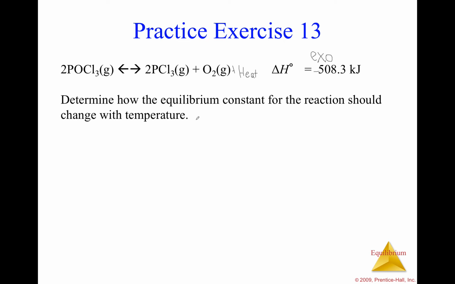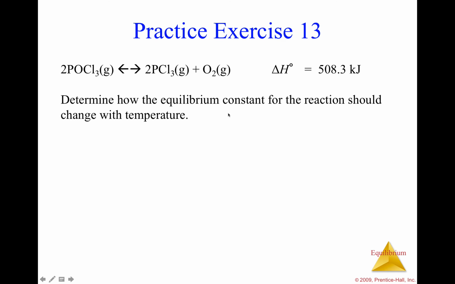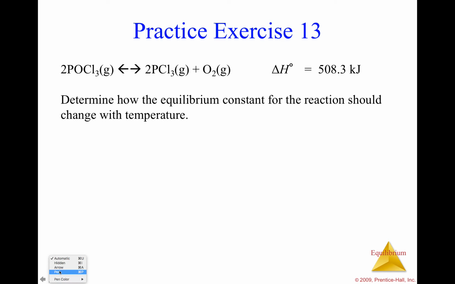So determine how the equilibrium constant for the reaction should change with temperature. Oh, my notes went away. That's annoying. So one more time. Exothermic, negative. That means heat is a product. I want you to pause the video and think about this. Again, the question is asking, how will the equilibrium constant, which is our capital K, change with temperature? Remember, K is products over reactants. Give that some thought. Pause the video. Once you've thought about it and come up with an answer, then we'll discuss it together.